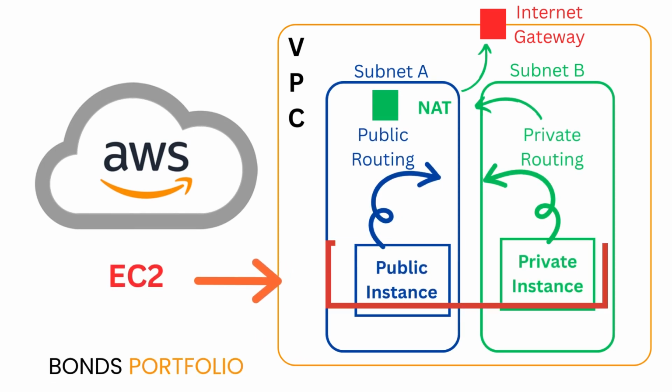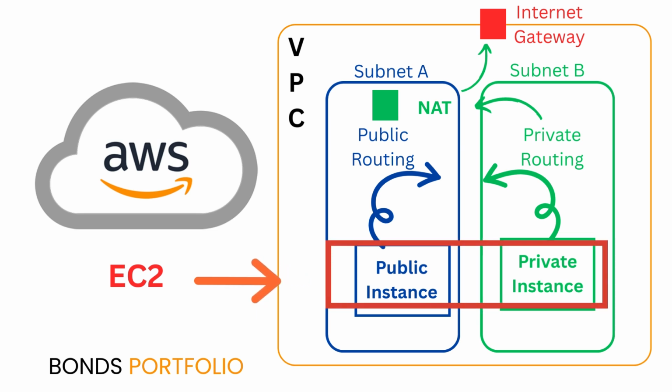EC2 stands for Elastic Compute Cloud. It's one of the most commonly used services in AWS, and it allows you to launch virtual servers, known as instances. These instances can run your applications, websites, APIs, or any other workloads. Think of EC2 as your personal cloud-based computer that you can configure, start, stop, and scale on demand.